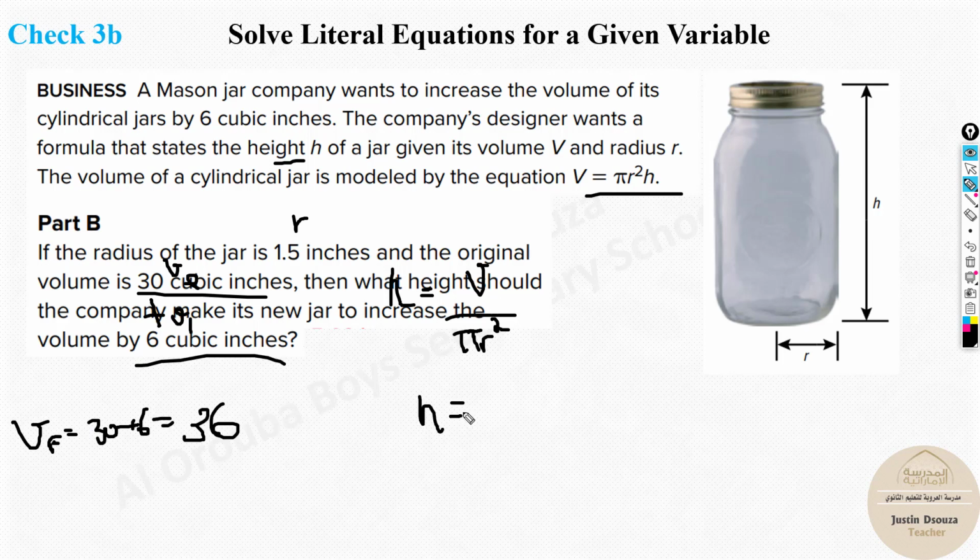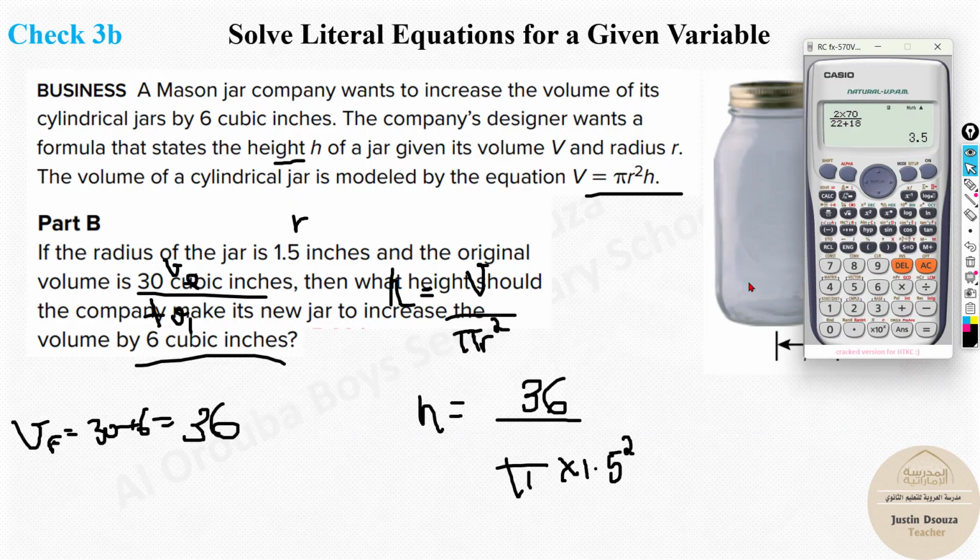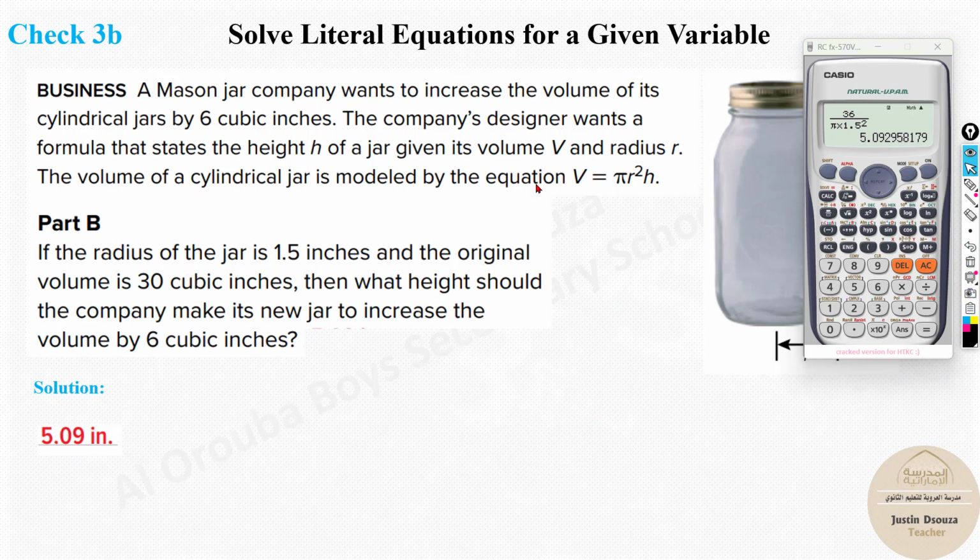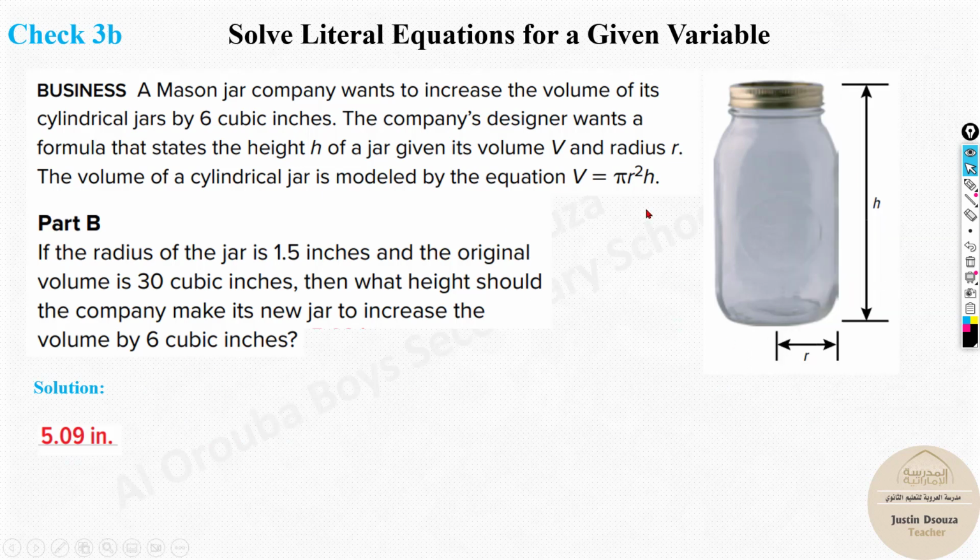Now over here height will be 36 volume divided by pi r squared, where r is 1.5, so 1.5 squared. All are in inches, the units are the same, so just put this in the calculator and you will get the answer. It's 36 divided by pi, times 1.5 squared, and the answer is 5.09 or 5.1 inches. Okay, it's taken as 5.09 itself, inches. So this is the answer for the height of the new cylinder with the new volume.